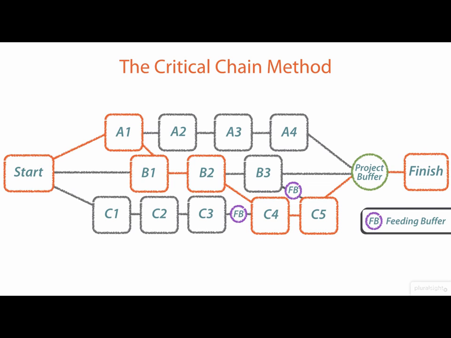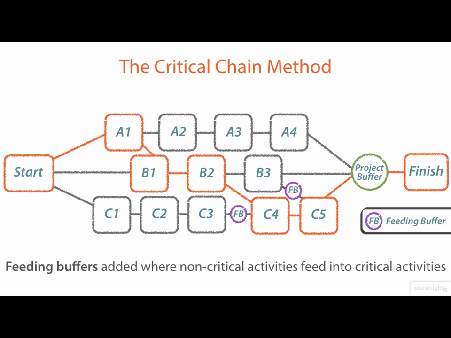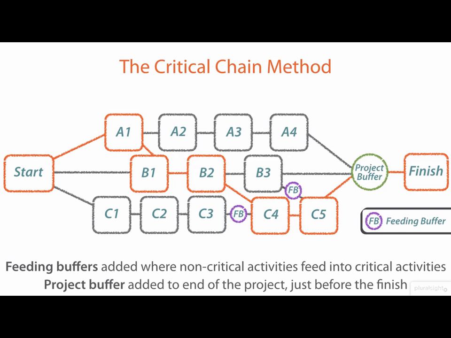The same is true going from B3, which is not perceived as critical, into C5. Again, we have a feeding buffer here that ensures that B3 isn't delayed in a fashion that would keep C5 from being able to move forward. Finally, you see the project buffer here at the very end of the project, just before the finish, where C5 enters back in from the critical chain and A4 from non-critical activities along with B3. This project buffer helps to ensure that all three of these activities are completed on time and in a way that doesn't impact our ability to finish our project when we initially anticipated doing so.